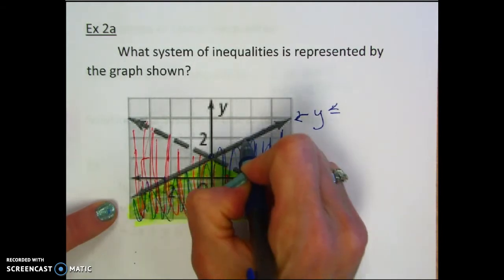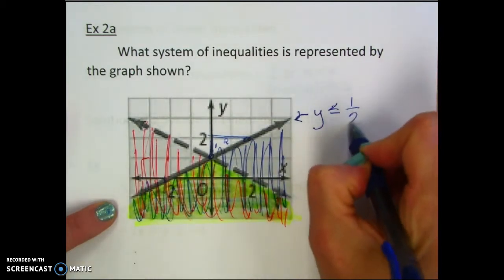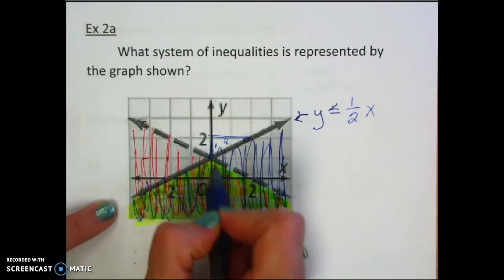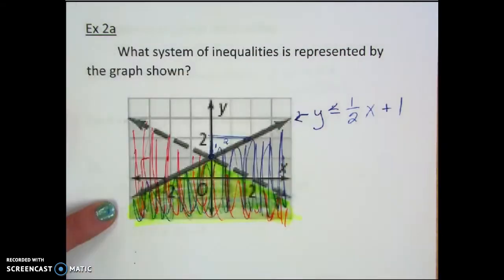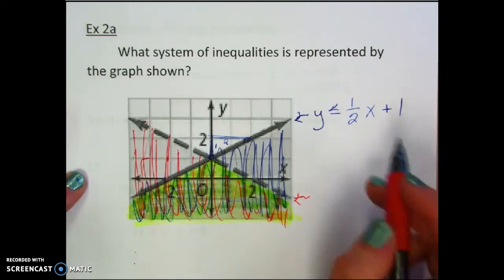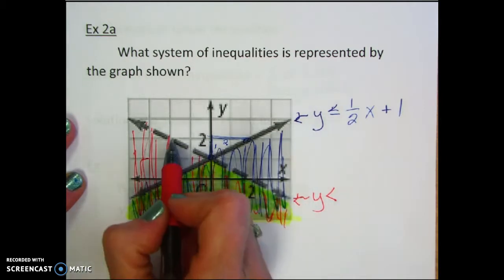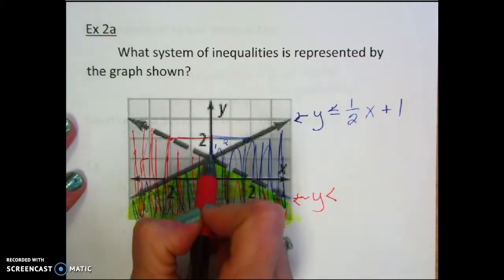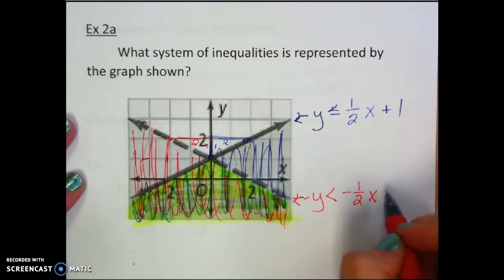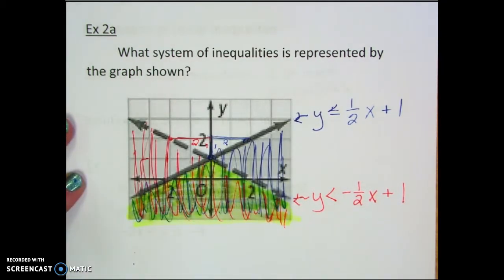Our slope for this, if we go up 1 and over 2, rise 1, run 2, that's our slope. It's going uphill, so it's positive. And our y-intercept, it crosses through the y-axis at 1. Our other line, our dashed line here, is going to be either just less than or just greater than, no equal to. It's shaded below it as well, so it's going to be less than. If we look at the slope of this one, we are still going up 1 and over 2. The difference here is it's a negative slope, so -1/2 x. The y-intercept is still at 1, so there is your system of inequalities.